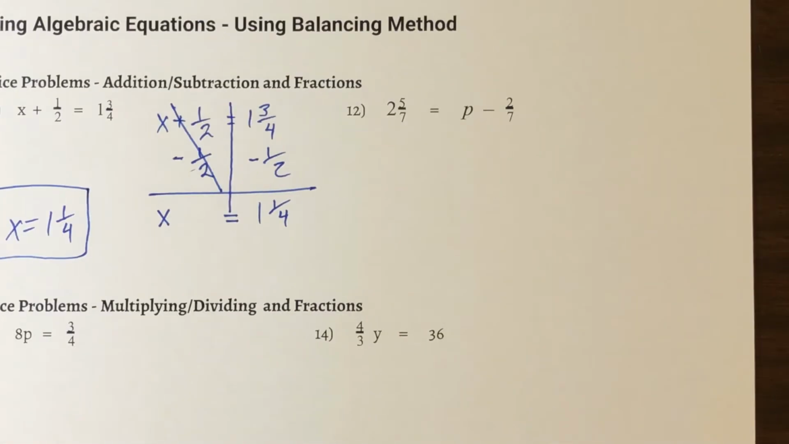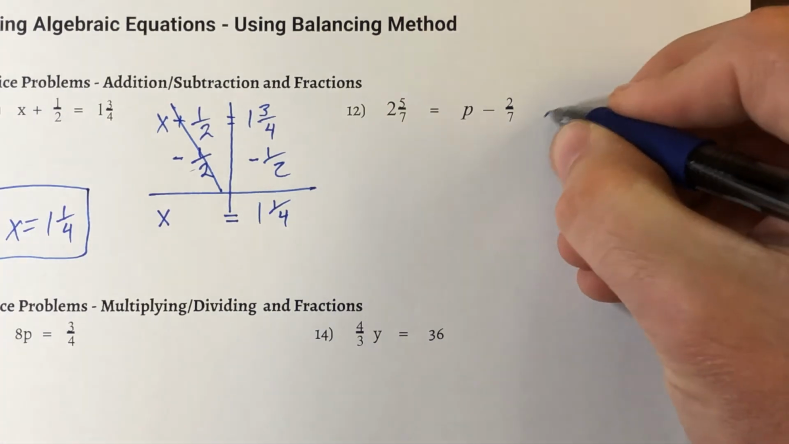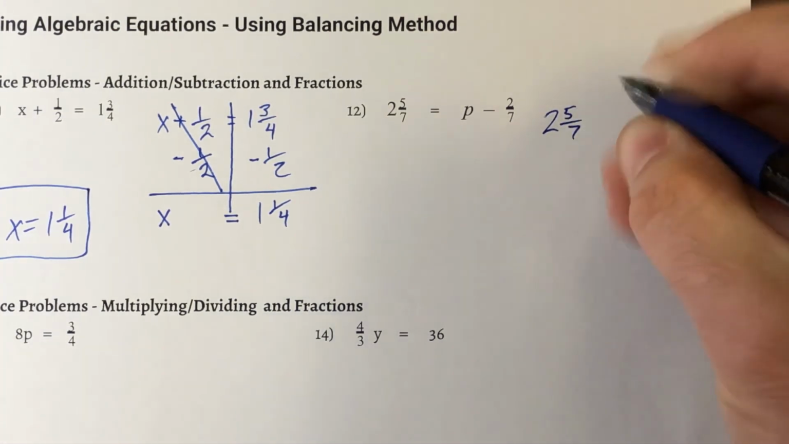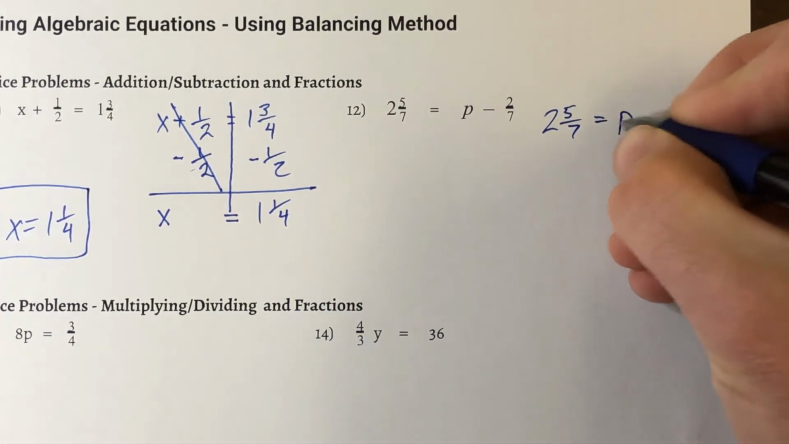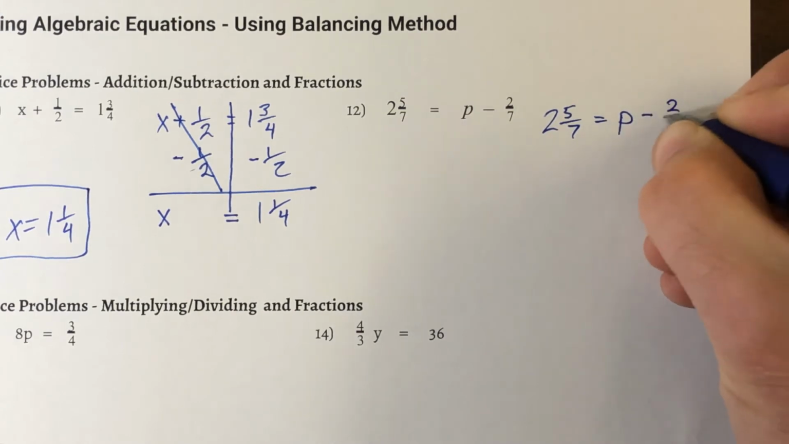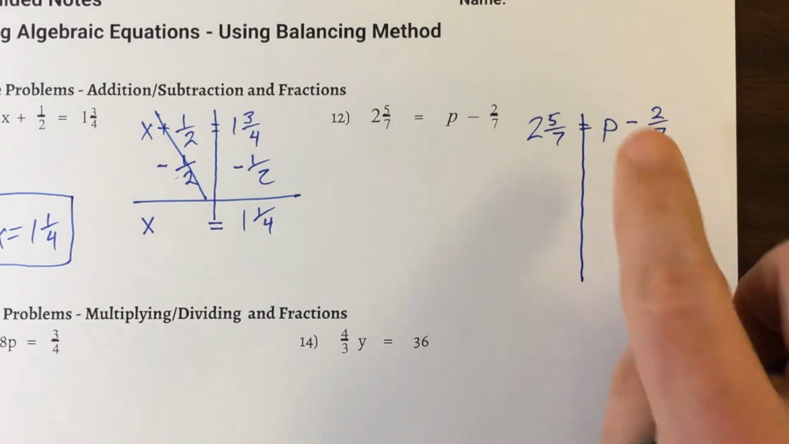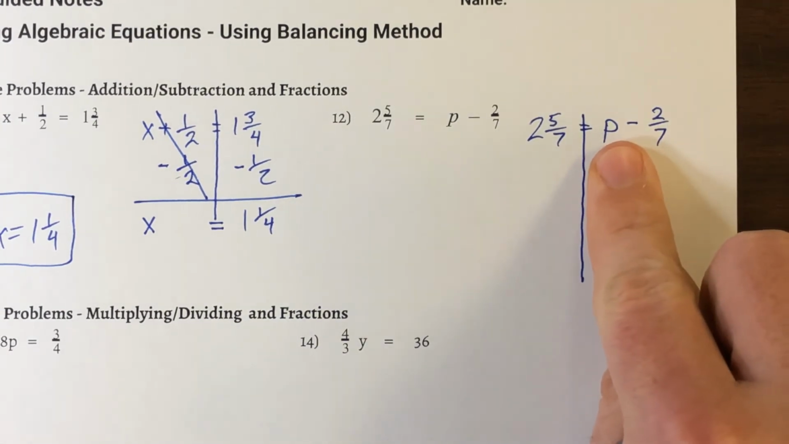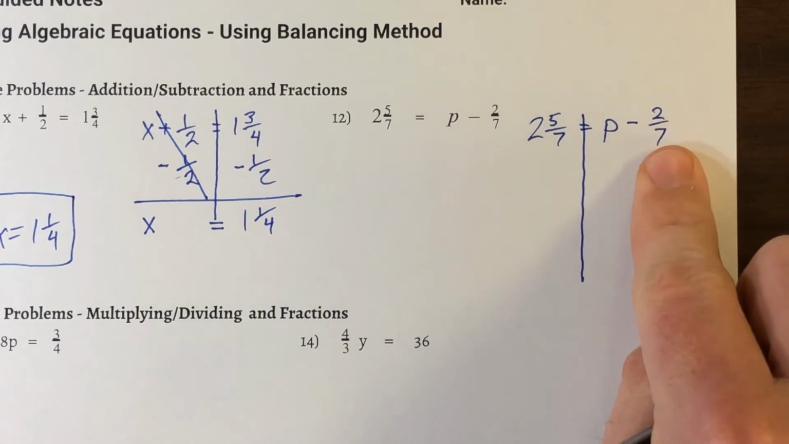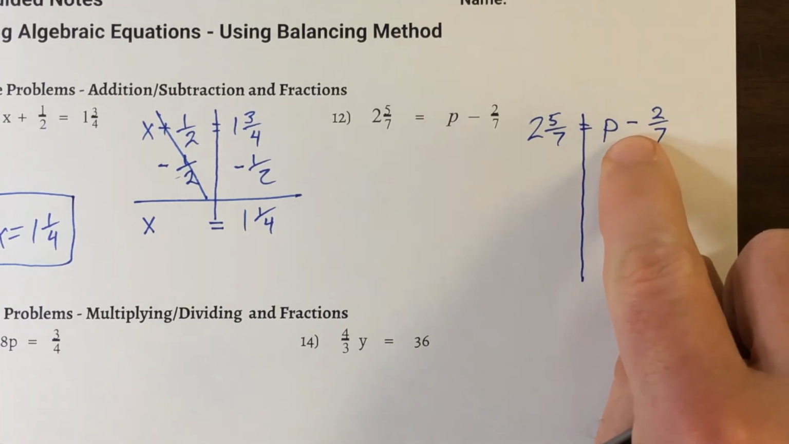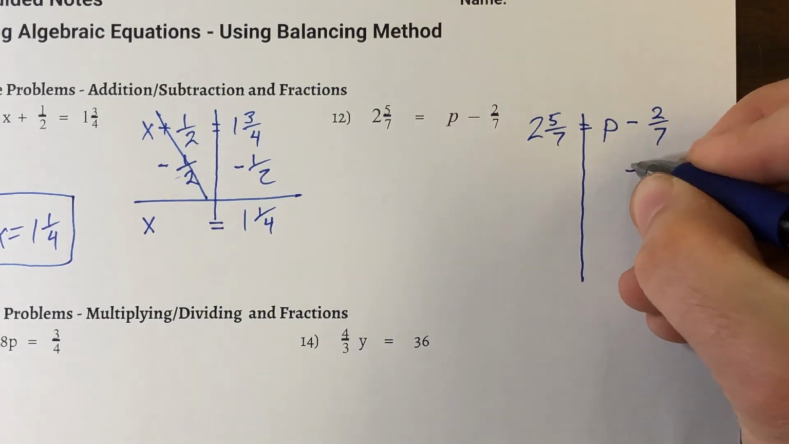All right, one more on this section. We have 2 5/7 is equal to p minus 2/7. So my goal is to get the variable by itself. So what do I want to do? I want to get rid of the 2/7. How do I get rid of the 2/7? I do the opposite of what they're doing. So I'm going to add.